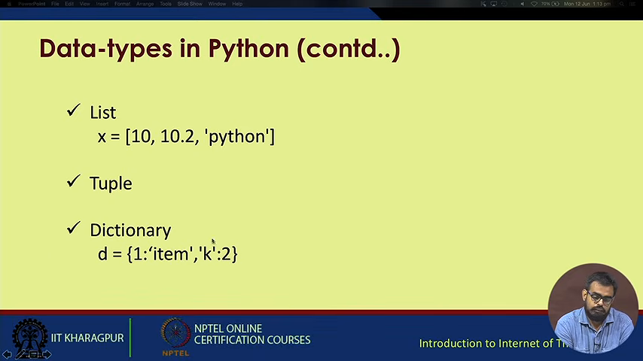Next is a dictionary. A dictionary is an unordered collection of key value pairs used to contain a huge amount of data. For example, this key is 1, colon, the value is item. Then again key 2, the value is 2, and so on.